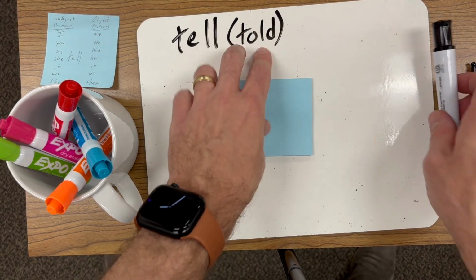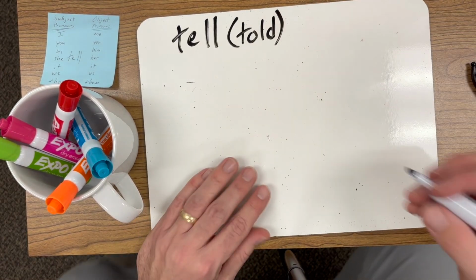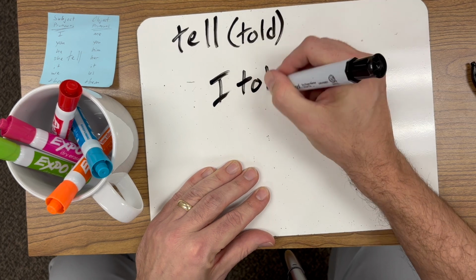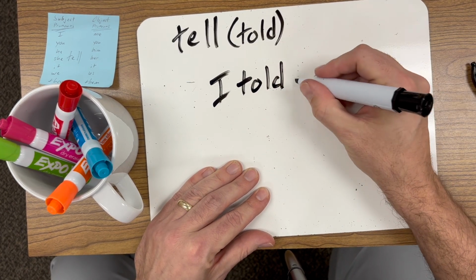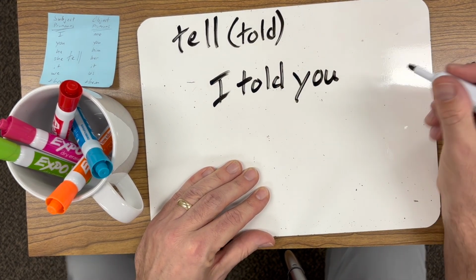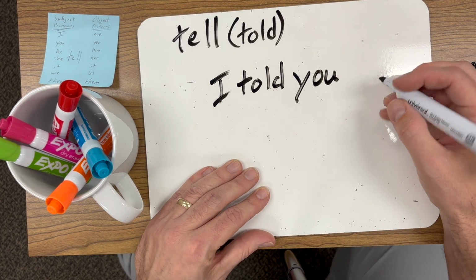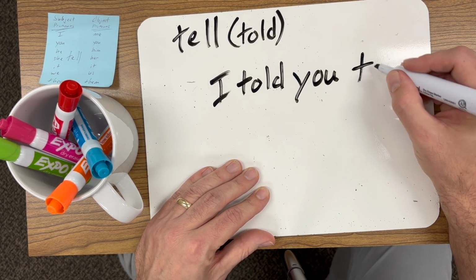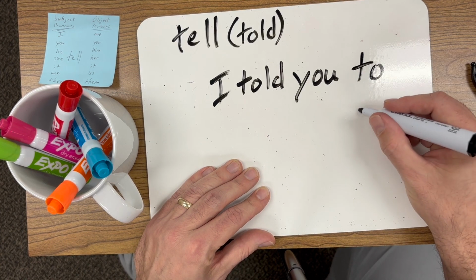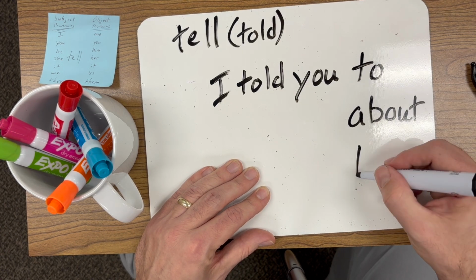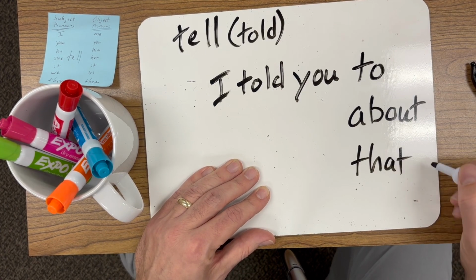Okay, so how do we use the word tell? We may say, for example, I told you, your teacher told you something. I told you. And what's the rest of the sentence after that? So sometimes we may have a noun next, sometimes a verb next, sometimes a whole new sentence. So sometimes we say, I told you to, or we might say, I told you about, or maybe we'll say, I told you that, and then continue the sentence.